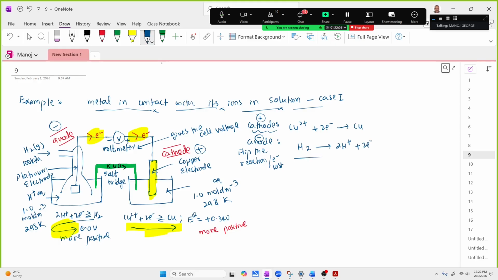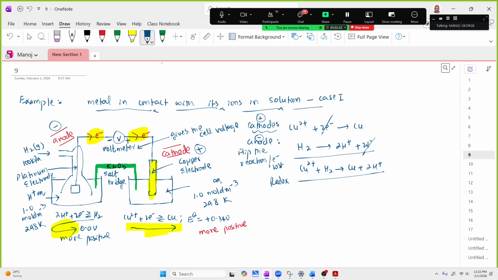Okay, so now I'm going to add them up, and that's basically how I get my redox reaction. So how do I get my redox? My electrons are cancelled out. So you can cancel the electrons on the left and the electrons on the right. And then your overall equation becomes Cu2+ + H2 gives Cu + 2H+. So that becomes the overall redox reaction there.